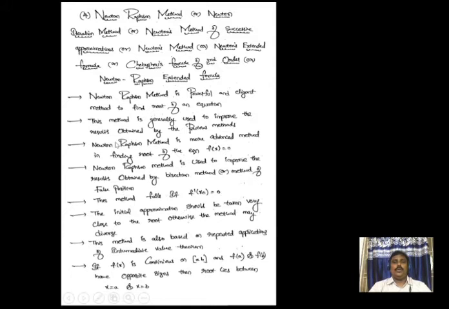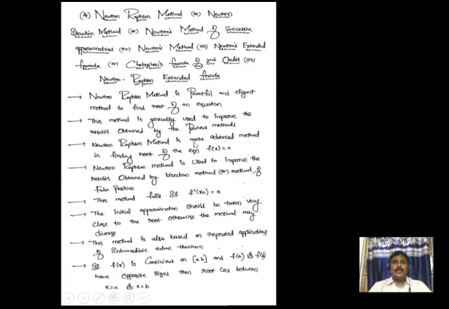So the important points of this method are: Newton-Raphson method is a powerful and elegant method to find the root of a given equation. It is a very powerful method, and we can easily find the root with it. This method is generally used to improve the results obtained by the previous methods, that is the bisection method, iterative method, and method of false position. Based on those, we can find improved results. That means exactness is more in this method than in the previous methods.